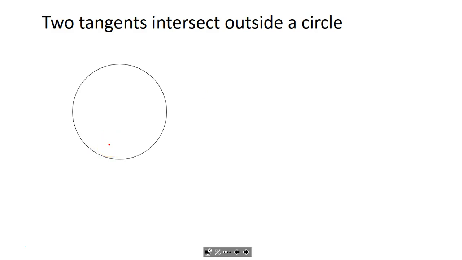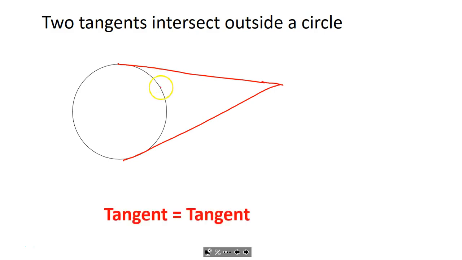So this one says two tangents intersect outside a circle. I'm going to go ahead and draw two tangents that intersect outside my circle here at some point, right? So to find the length of these tangents, we would set them equal to each other. So that's our formula: tangent equals tangent.